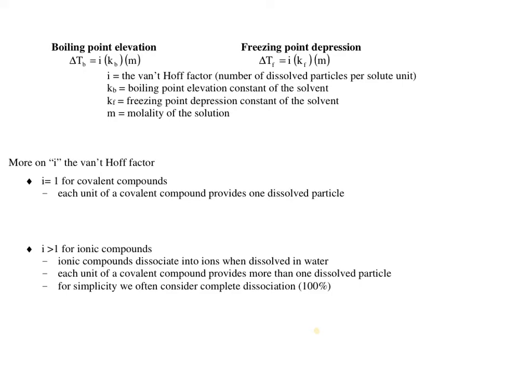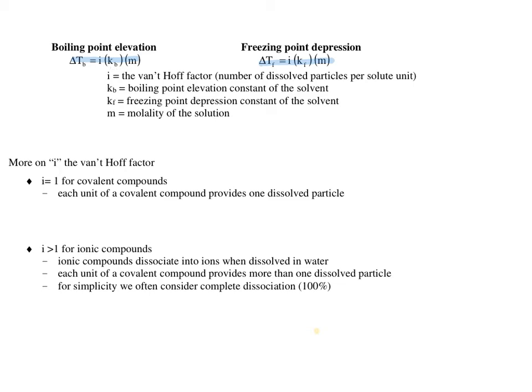A quick review of two colligative properties, boiling point elevation and freezing point depression. If you look at the formulas associated with the two phenomena, you see that they're very similar. We're going to calculate a change in temperature, and it's going to be determined by this factor i times a constant that depends on the solvent.